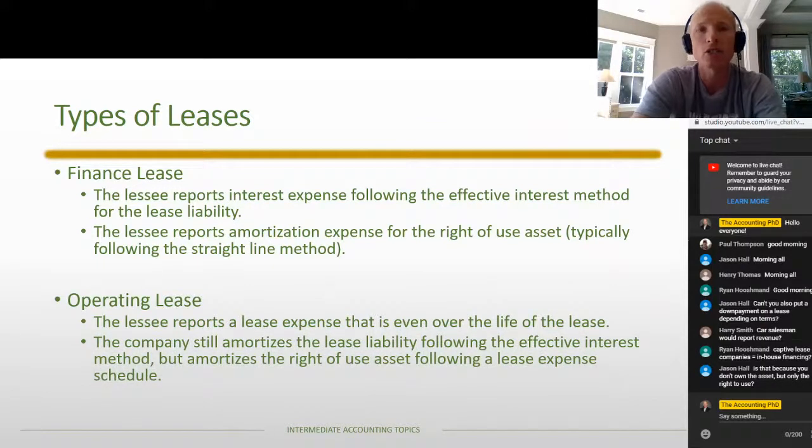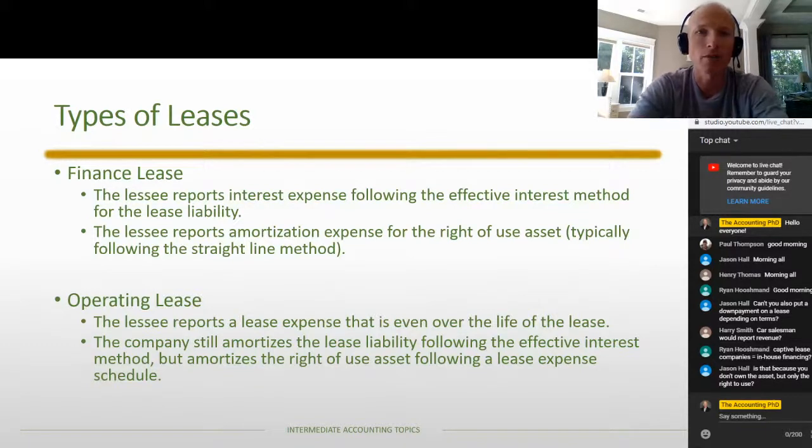The company actually still amortizes the lease liability following the effective interest method, but the amortization of the right of use asset follows this thing called a lease expense schedule. Now the lease expense schedule basically reconciles three different things. The lease expense schedule allows the lease expense to be even over the life of the lease. It simultaneously allows the cash payments to be recorded correctly, and finally it allows the lease liability to be amortized using the effective interest method. So essentially that lease expense schedule is a plug. It's something that makes it work.